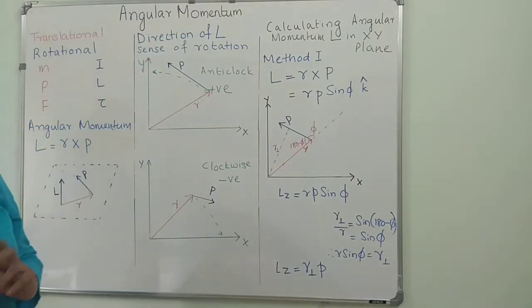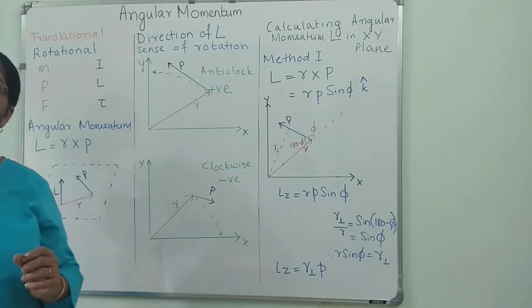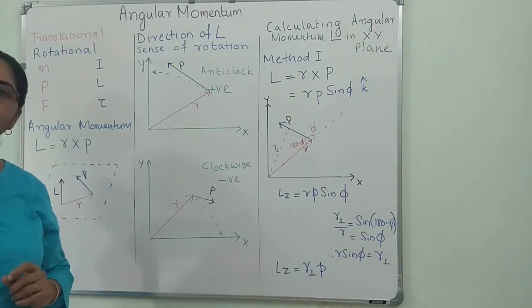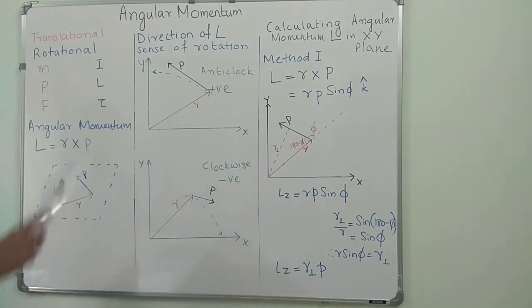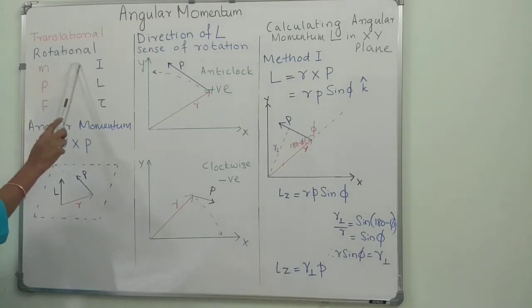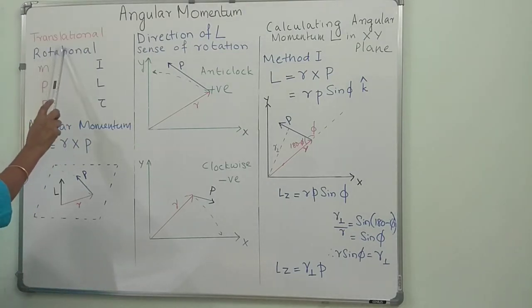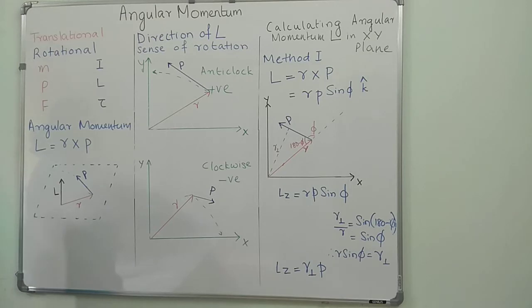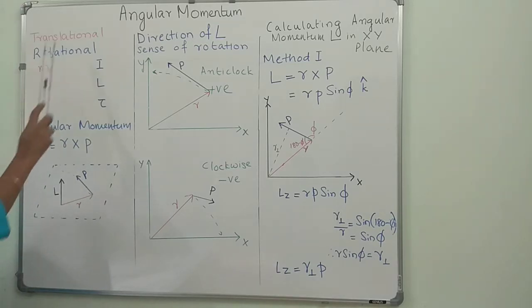When we are describing the motion of a particle, the particle has either a translation motion or a rotational motion. Translation motion and rotational motion you have studied in your previous classes. To describe the motion of a particle along a straight line, you consider the translation motion. To describe the translation motion, you require the quantities of mass, momentum P, and force acting. If you know these three quantities, mass, momentum, and force acting on a particle, you can describe the translation of a particle.